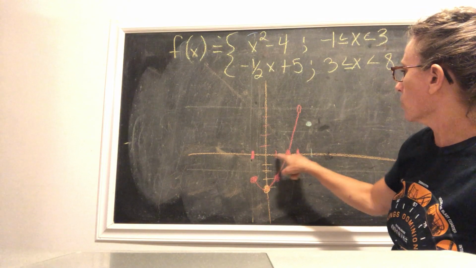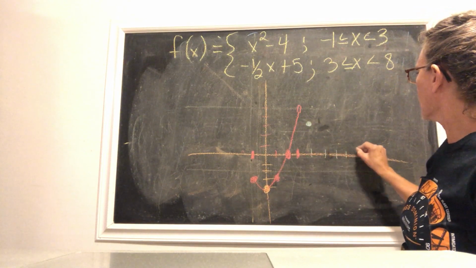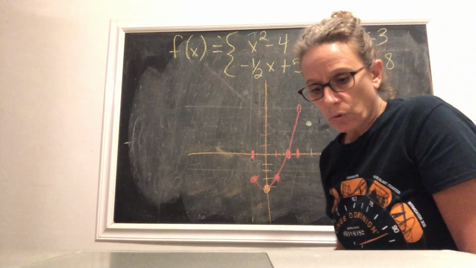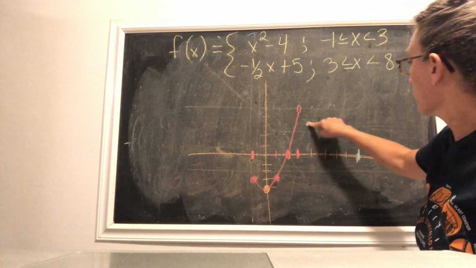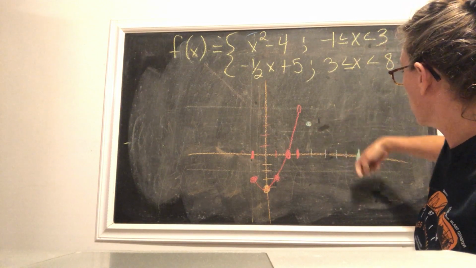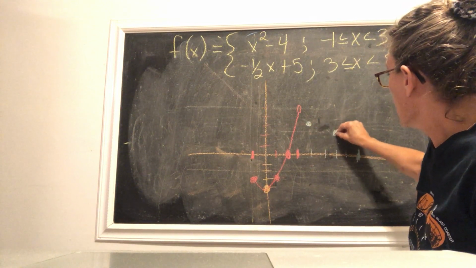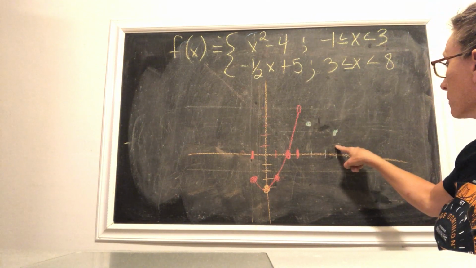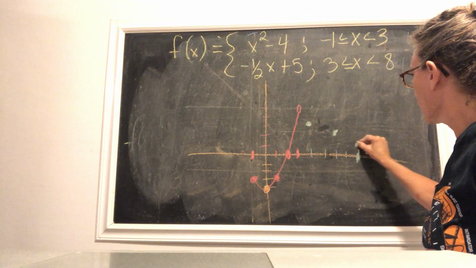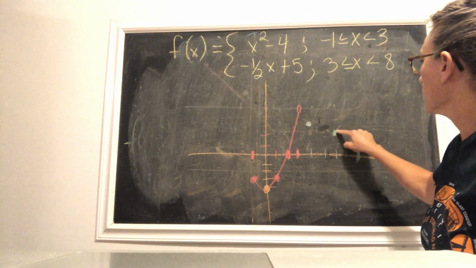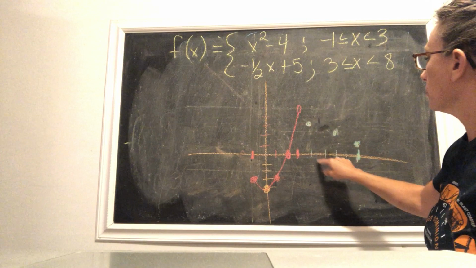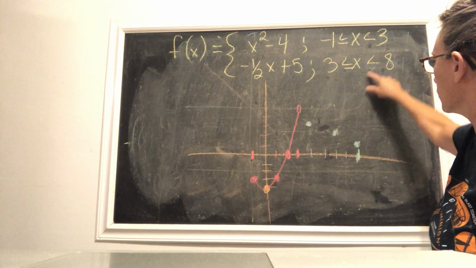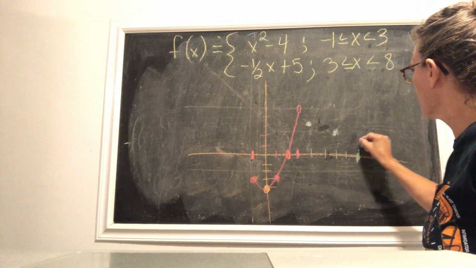I have to go to 8. 1, 2, 3, 4, 5, 6, 7, 8. That's where I'm finishing the graph. So the next point from here, I go down 1 and over 2. And now I'm at 6, 2. And one more time, down 1 and over 2. And my last point is 8, 1. And again, I could at any point just put those values into my equation. Oh, I'm not including 8. I need an open circle.